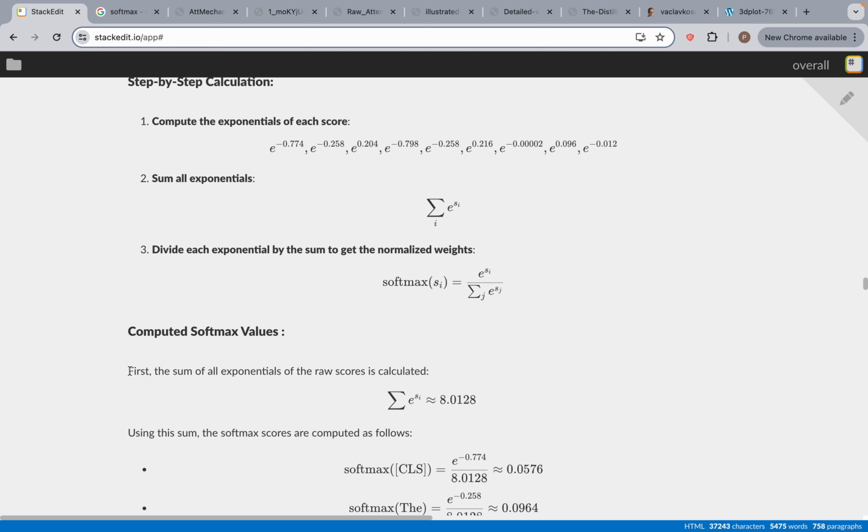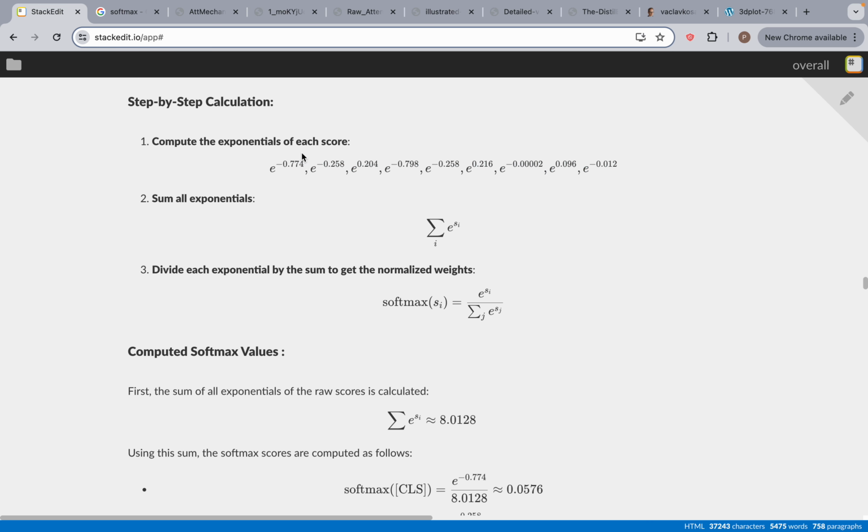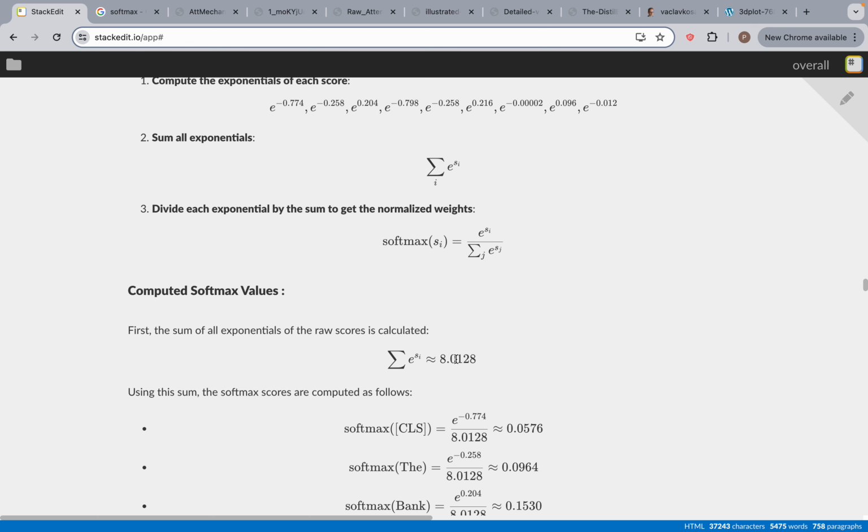Okay, so first, the sum of all exponentials of the raw scores is calculated here. So over here, 8.0128 is going to be the sum of all these values. So if we add this plus this plus this, we get 8.0128. So this is going to be the denominator, okay?